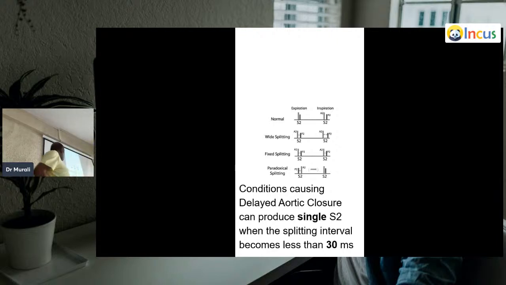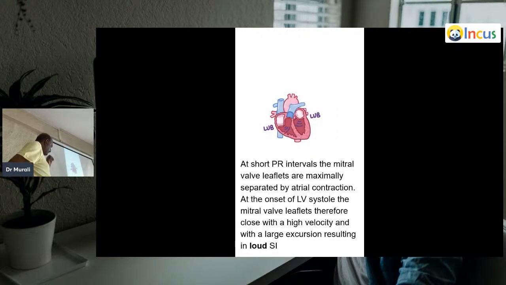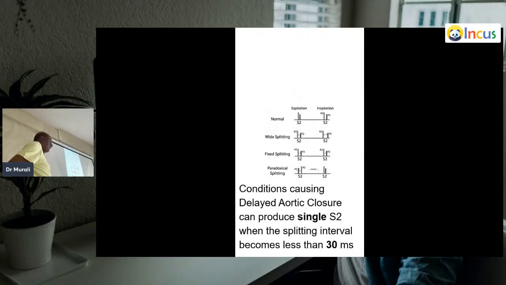So, now continuing our discussion, we are here only, right? Yes.